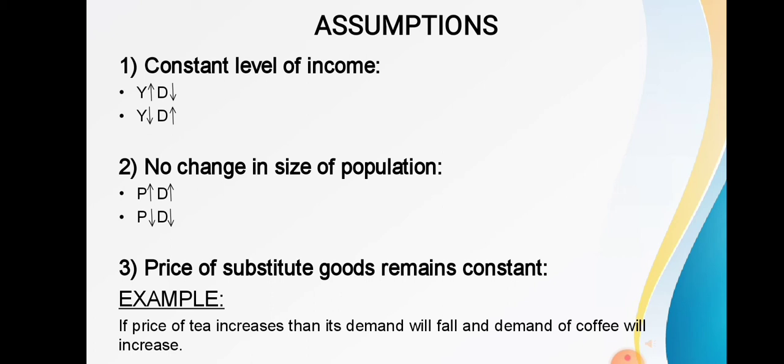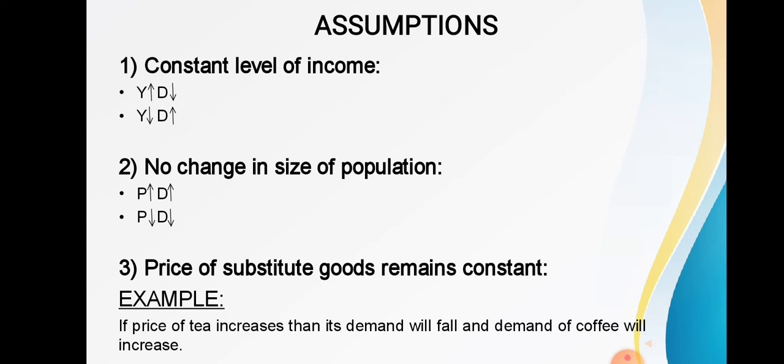Now let us come to the third assumption. What is the third assumption? The third assumption says that the price of substitute goods should remain constant. Now what do you mean by substitute good? For example, tea is a substitute of coffee. Coca-Cola is a substitute of Thumbs Up and Pepsi. Like that, the third assumption says that the price of substitute goods should remain constant.